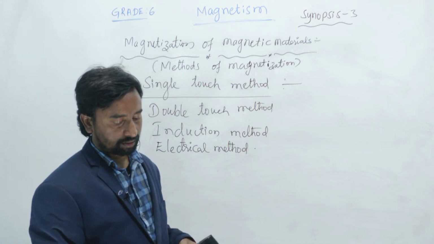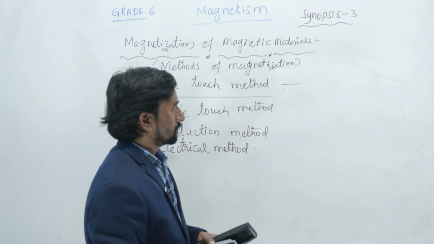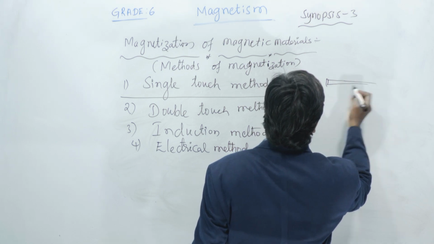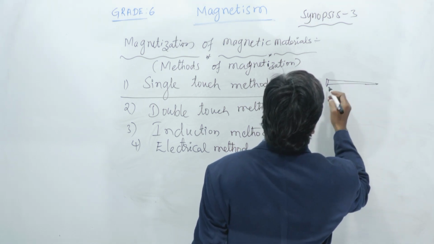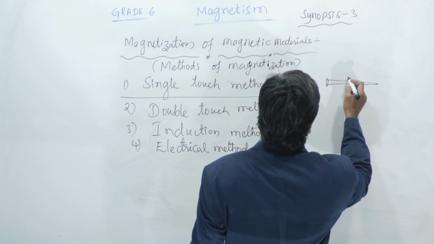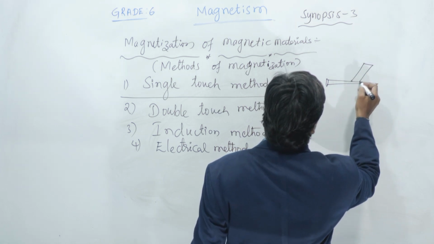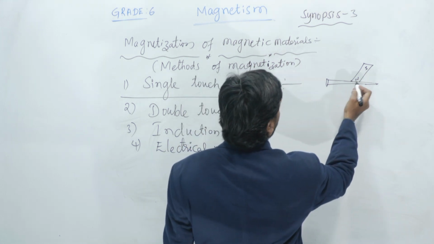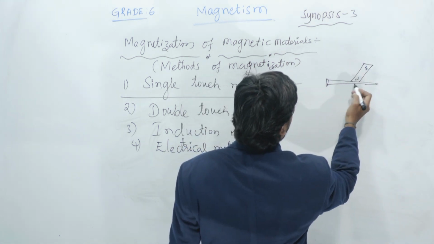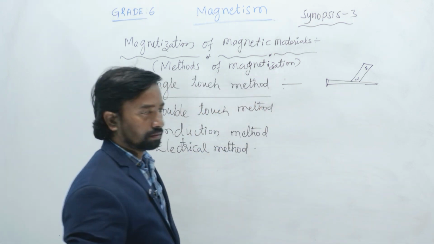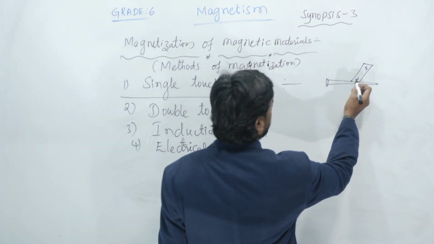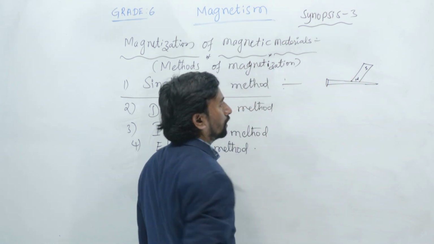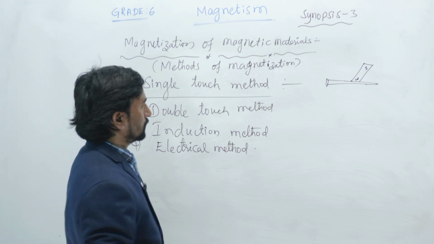Single touch method. Let us consider this is a nail. There is a physical contact with the north pole of the bar magnet, and it will be kept in contact with this bar magnet. So it is a single touch method. Only one pole of the bar magnet will be in contact with this, then this nail will become a magnetic material. That is called the single touch method.